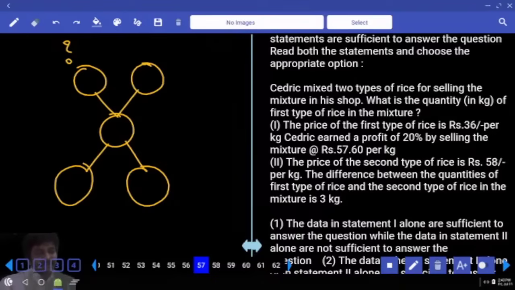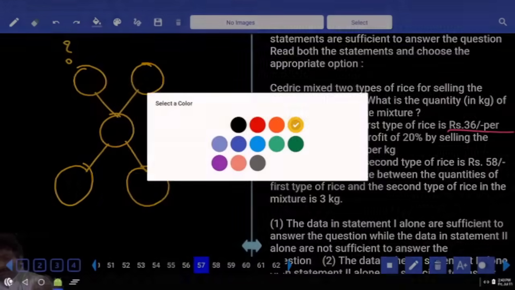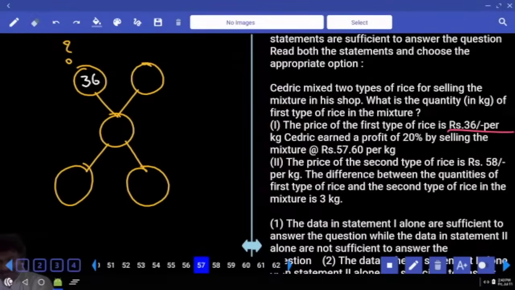First one. The price of the first variety of rice is 36 rupees per kg. First variety price is 36. And he earned a 20% profit by selling it at 57.6. So is 57.6 related to the second variety or the mixture? Is it information about cost price or the selling price? Selling price. So we can convert into cost price. 48 is the cost price. Don't get surprised, I'll tell you the logic.